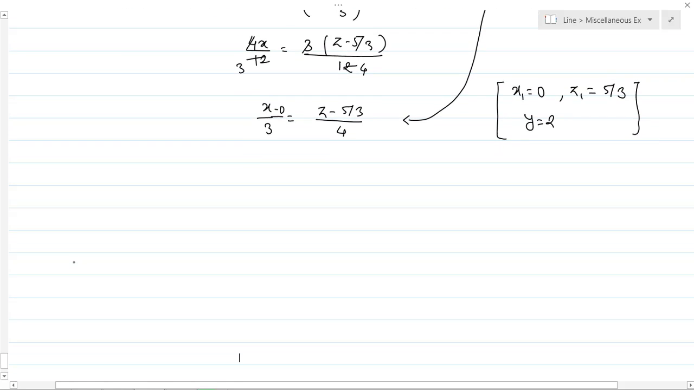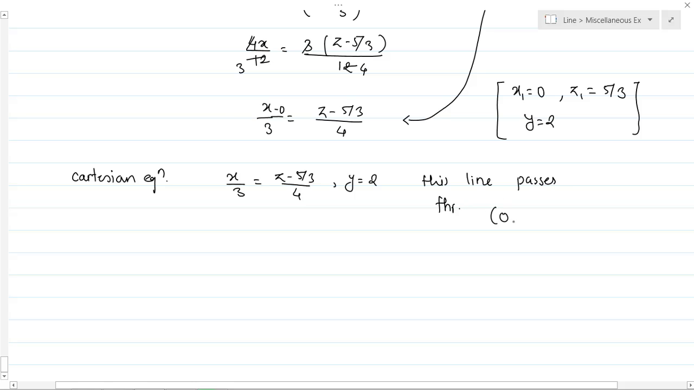First, let's write down the standard Cartesian equation of this line. The Cartesian equation becomes x by 3 is equal to (z minus 5 by 3) upon 4, comma y is equal to 2. This line passes through what values? 0 comma 2 comma, not minus, it is plus 5 by 3. Let me write here plus 5 by 3. So this line is passing through this point.